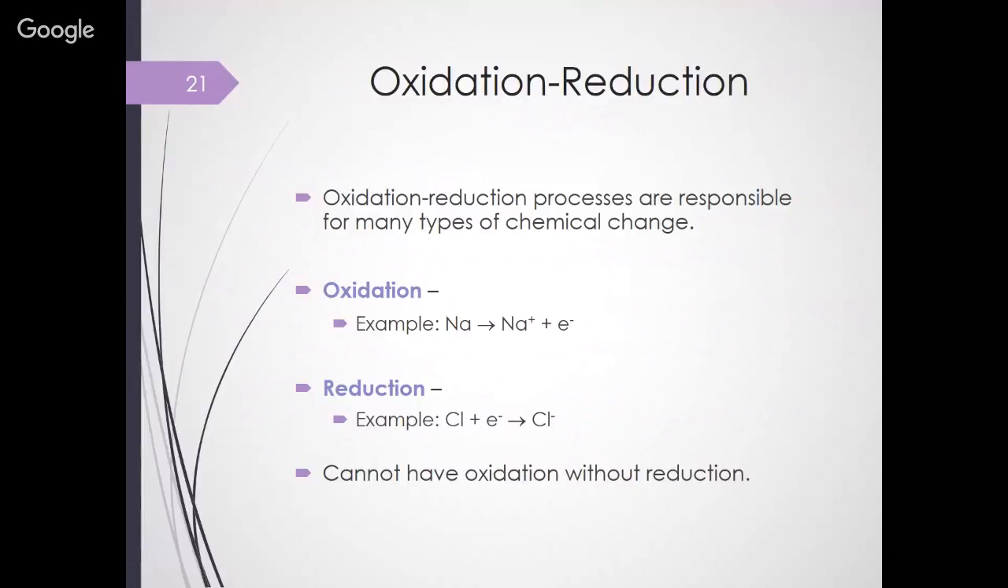The last type of reaction that we're going to study is oxidation-reduction. And these reactions are responsible for many types of chemical change. These happen in your body. It's a transfer of electrons. So how are we transferring those? Well, the substance that is going to be oxidized is giving up its electrons. For example, sodium. Typically, metals want to give up their electrons.